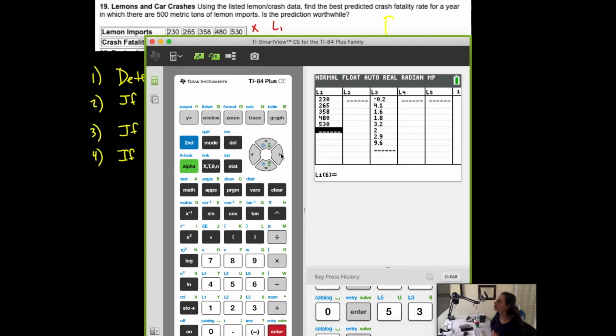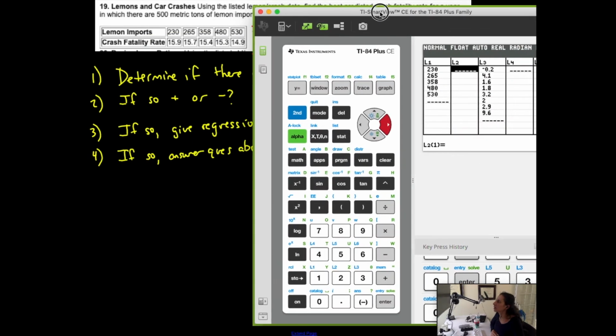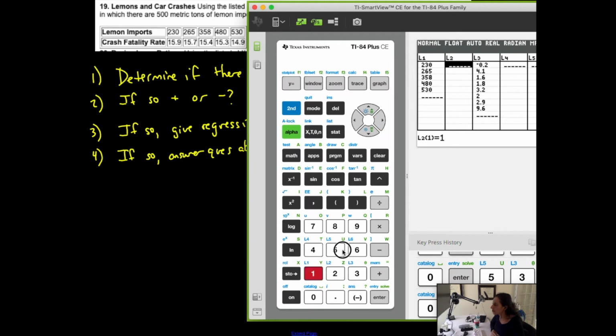Over and over again. L2 is going to be my crash fatality rate, so 15.9, 15.7, 15.4, 15.3, and 14.9. Okay, so this is paired data. It does matter that I put them in the proper order. So L1 is my X list, L2 is my Y list, L is lemon imports, and Y is crash fatality rate.